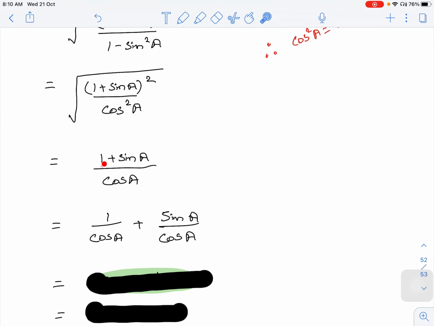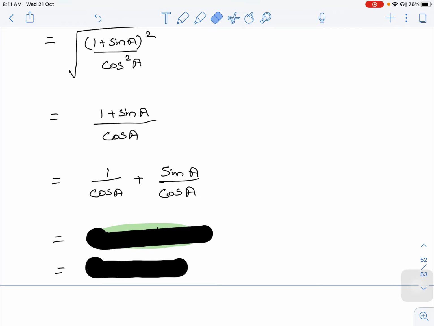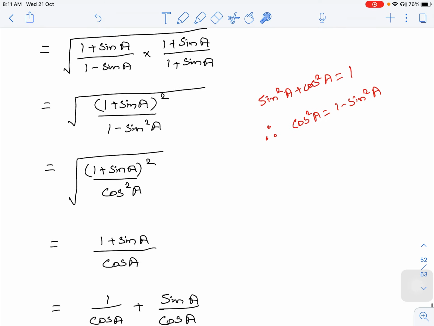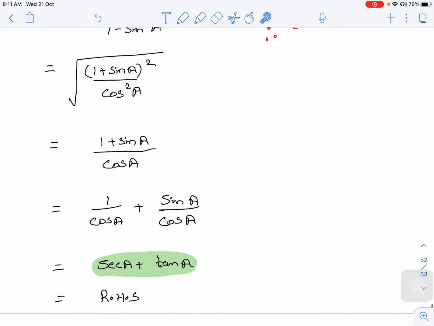So this cos a we have written for this 1 also and for this sine a also. Now what is 1 upon cos a? 1 upon cos a is nothing but sec a, and what is sine a upon cos a? It is nothing but tan a. So finally we get sec a plus tan a, that is nothing but equal to our RHS. Okay, so this we had to prove. In this way we have proved that LHS equals RHS.